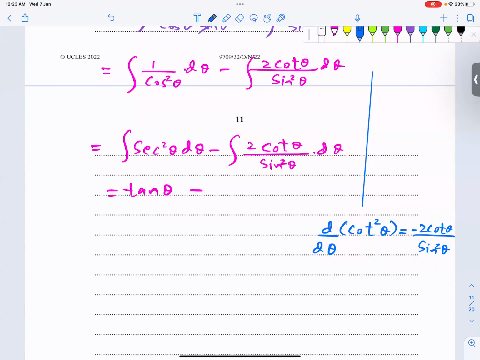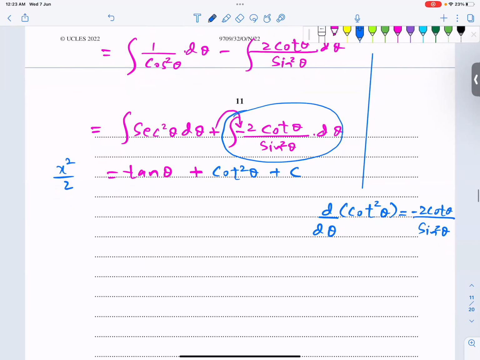So first of all, bring this minus inside and write plus outside the integral. Then plus, what is the answer for this part? This will give you cotangent square theta, because the derivative of cotangent square theta is minus 2 cot theta divided by sine square theta. So it's simple. Then plus the constant of integration. Here you have x square over 2. This is the final integration.